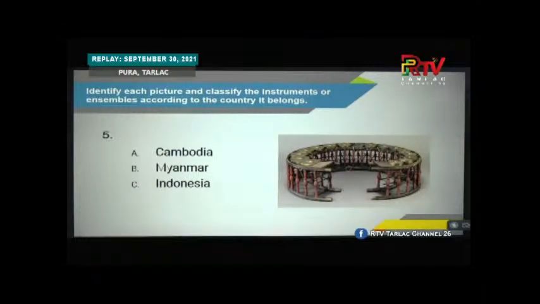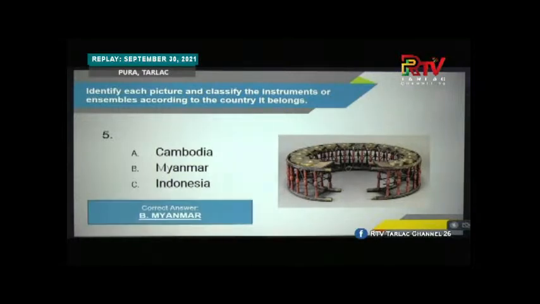Number 5 picture. What country does it belong to? A. Cambodia, B. Myanmar, or C. Indonesia? If your answer is B. Myanmar, you are correct.